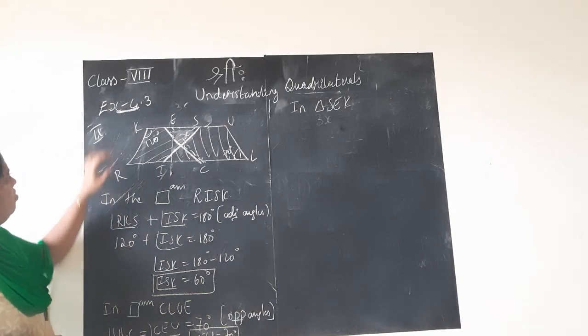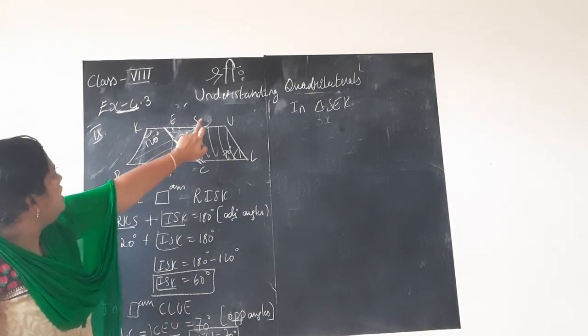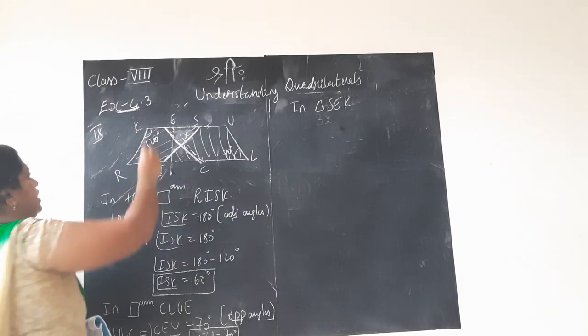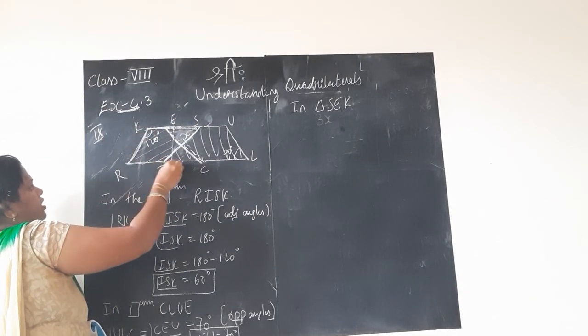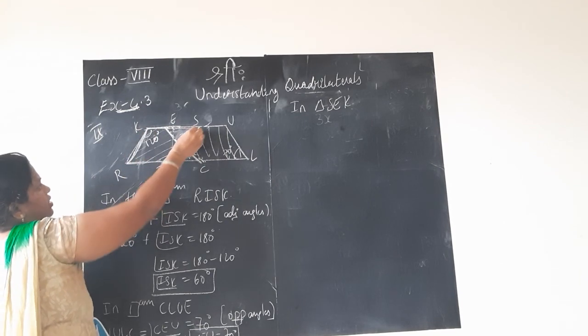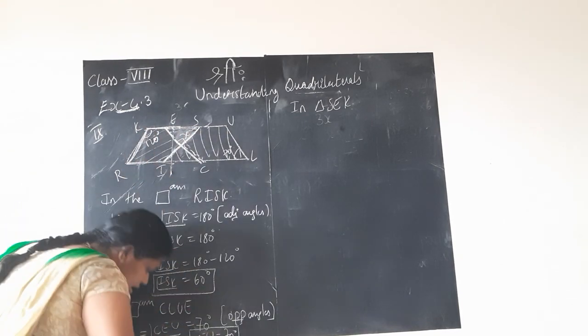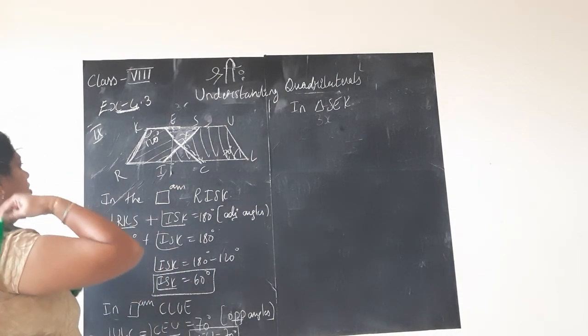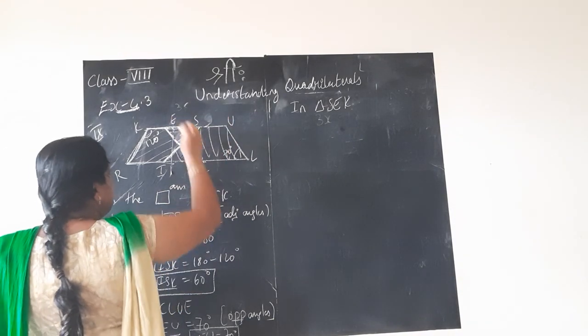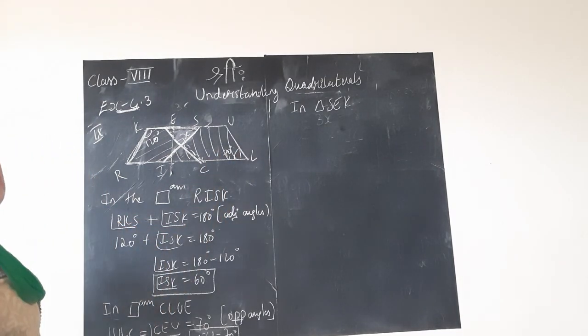Okay now, RISK. Let me highlight it for you. RISK is one parallelogram, children. See, this you can see now, I hope. RISK is one parallelogram and CLUE is one more parallelogram.